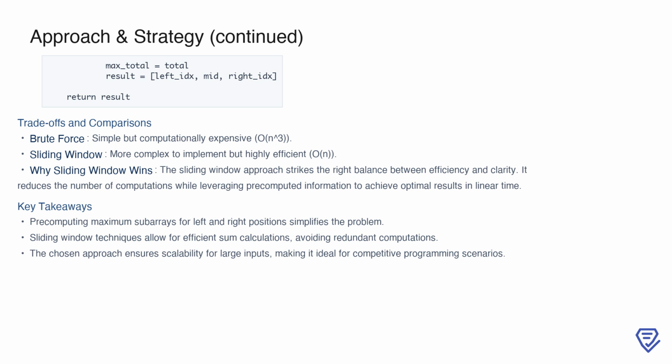Comparing the brute force and sliding window approaches, the former is simpler to understand but computationally expensive, with a time complexity of O(n) cubed. The sliding window approach, while slightly more complex to implement, is far more efficient, achieving a linear time complexity of O(n). The key to its efficiency lies in pre-computing the best subarray sums for the left and right sides, which eliminates redundant calculations. This makes the sliding window approach the clear choice for handling large inputs efficiently.